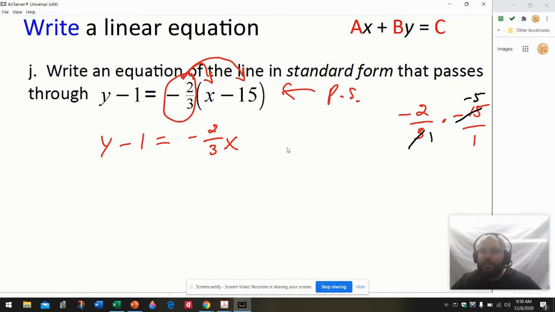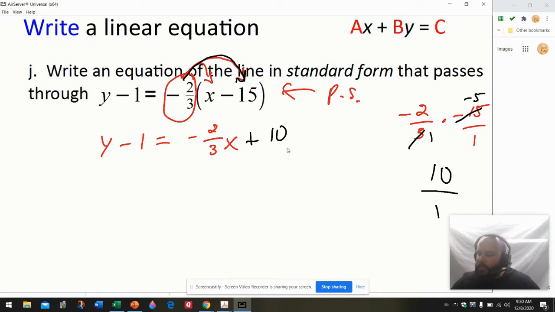And so when we do that, we get a negative 5 up at the top, and then the 3 turns into a 1. So now when I multiply straight across, I have negative 2 times negative 5, which gives me 10, and 1 times 1 is 1. So 10 over 1 is just 10. So when I distribute this negative 2/3 to the negative 15 on the left-hand side, I end up with positive 10.